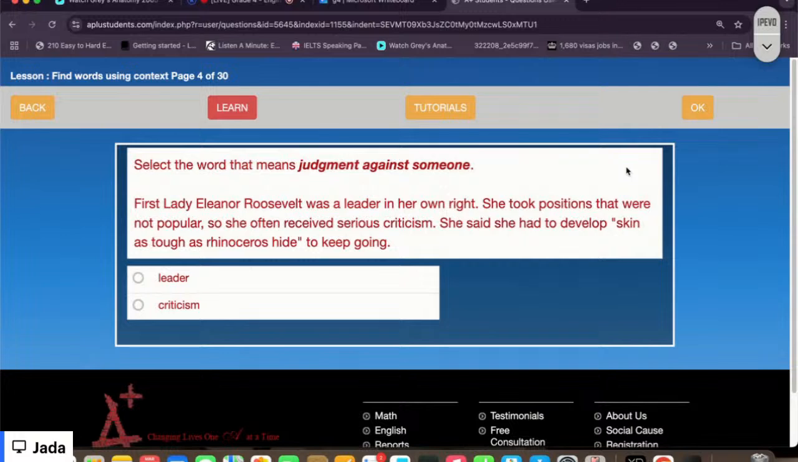Are you referring to context clue? What should I say again?